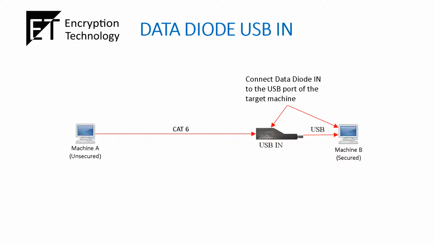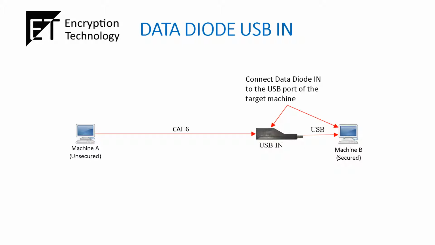Connect the data diode USB into the USB port of the target machine, in this case, machine B. The target machine is where the files are to be received. Next, connect the Ethernet port of the data diode USB into the Ethernet port of the source machine, in this example, machine A. The source machine is where the files will be sent.